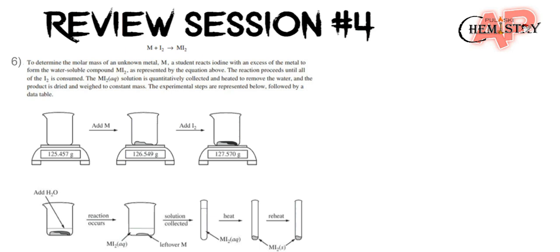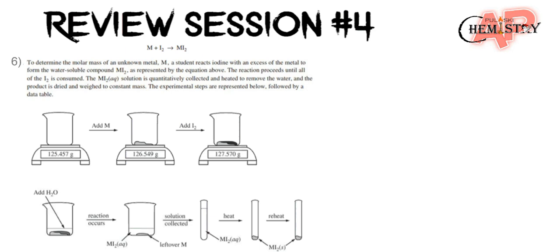To determine the molar mass of an unknown metal, M, a student reacts iodine with an excess of the metal to form water-soluble compound MI2. So that means it's going to dissolve, as represented in the equation above. The reaction proceeds until all of the I2 is consumed. The MI2 solution is quantitatively collected and heated to remove the water, and the product is dried and weighed to constant mass.